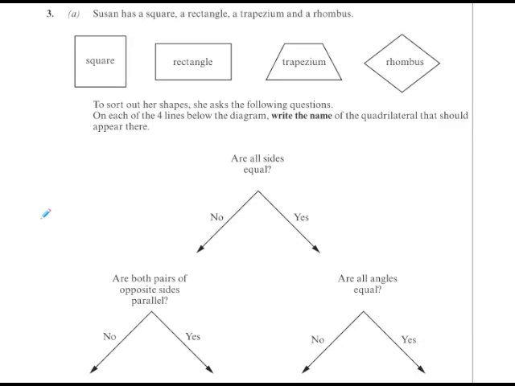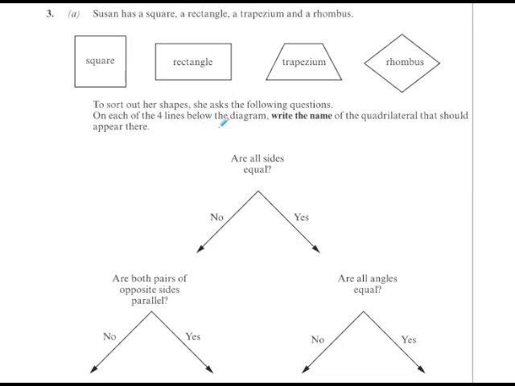Susan has a square, a rectangle, a trapezium and a rhombus, and quite conveniently they've actually drawn what those shapes are here. This is a test of your knowledge about shapes. As I say, they've made it fairly easy by writing down the names of the shapes here. To sort out her shape, she asks the following questions.